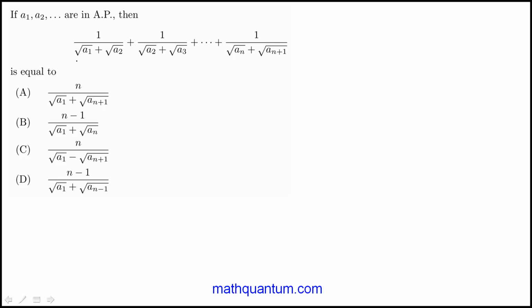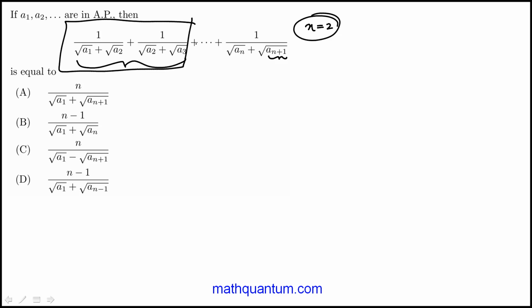So there are two ways to do this question. The first one would be to just plug in values, meaning pick a value for n. So here I'll pick n to be 2, because remember this ends in n plus 1 here. So I'll just have to add these first two terms. And I can pick any set of numbers that are in arithmetic progression. So a1 could be 1, a2 could be 2, and a3 is 3.